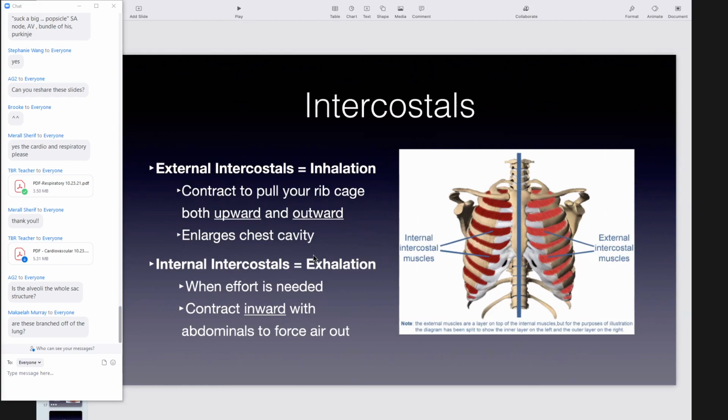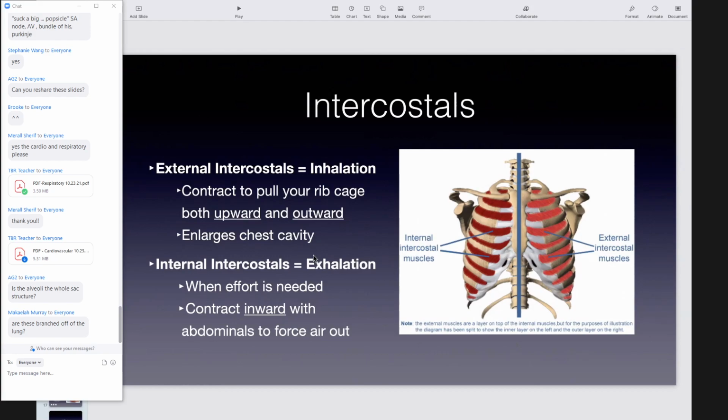So, as the external intercostals contract, since they help with inhalation, they want to increase the volume of the chest cavity. They pull your rib cage up and out. Bringing your rib cage up and out increases the volume in your chest cavity, which decreases the pressure and brings air in. Internal intercostals do the opposite. They contract inward and decrease the volume of the chest cavity. Decreasing the volume of the chest cavity will increase the pressure and blow air out.